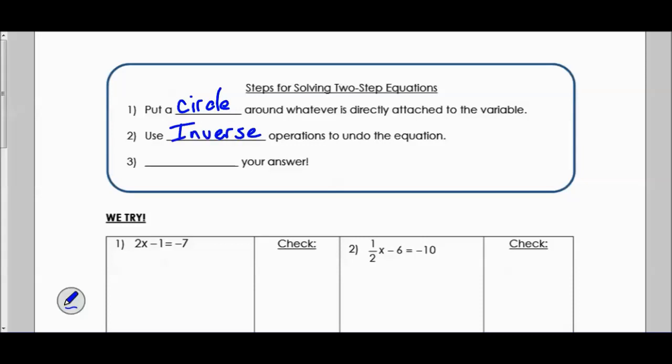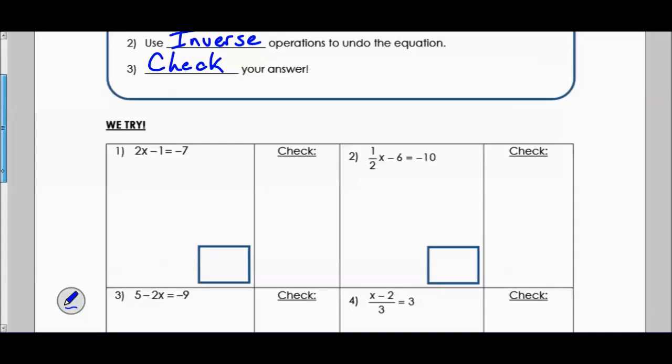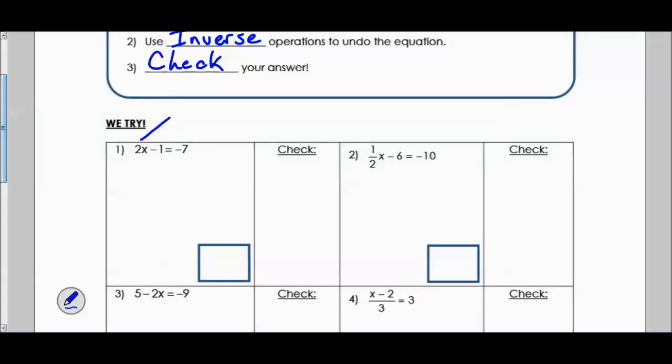And we always want to check our answer. So here we have 2x minus 1 equals negative 7. That 2 is directly attached to the x. That's what we want to deal with last. So we're going to start with the other number on this side. We don't want to touch that negative 7 yet. We don't have to do anything with that negative 7. We want to get rid of the 2 and the minus 1, the two things that are attached to the x on that side. So we're going to undo this minus 1 first by adding 1 to both sides.